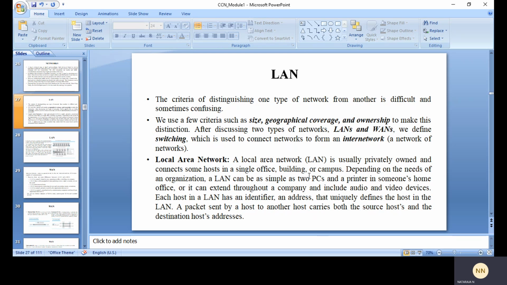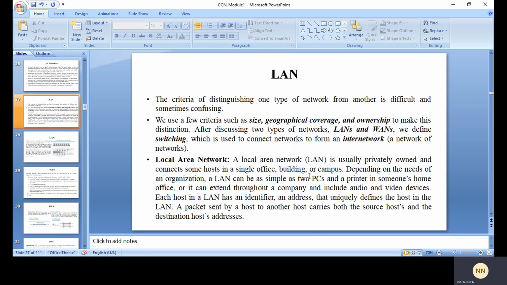What exactly is the meaning of local area network? A local area network is usually privately owned and connects some hosts in a single office. For example, you can consider SVCE. SVCE is a simple office, the administrative office, that office you can take as a consideration.